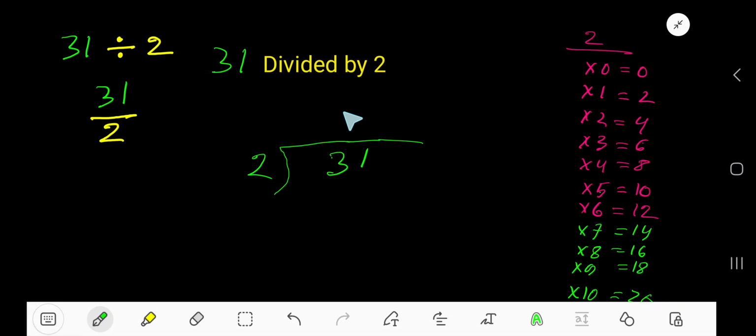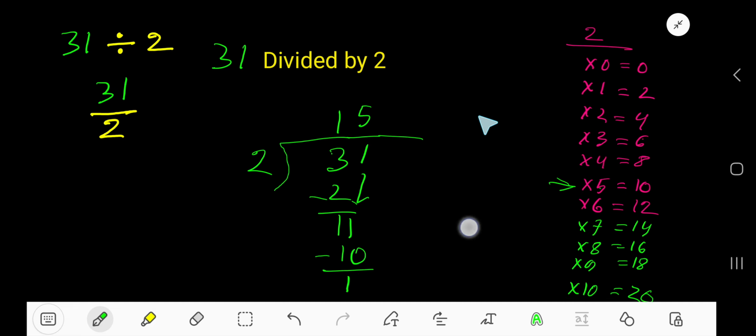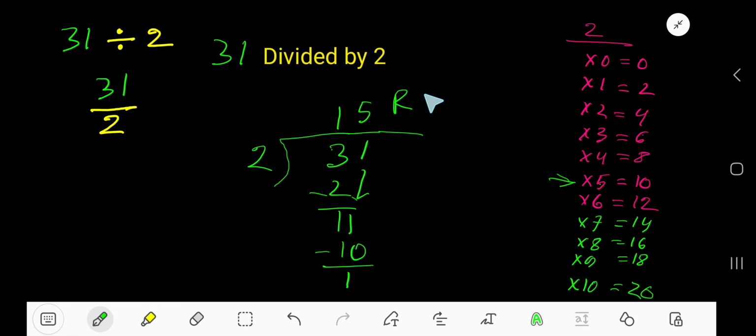31 divided by 2. 2 goes into 3 how many times? 1 time. 1 times 2 is 2. Subtract, 1. Bring down this 1. So 2 goes into 11 how many times? Look, 2 goes into 11. 6 times is 12, which is greater, so 5 times. Write 5. 5 times 2 is 10. Subtract, 1. So your answer is 15 remainder 1.